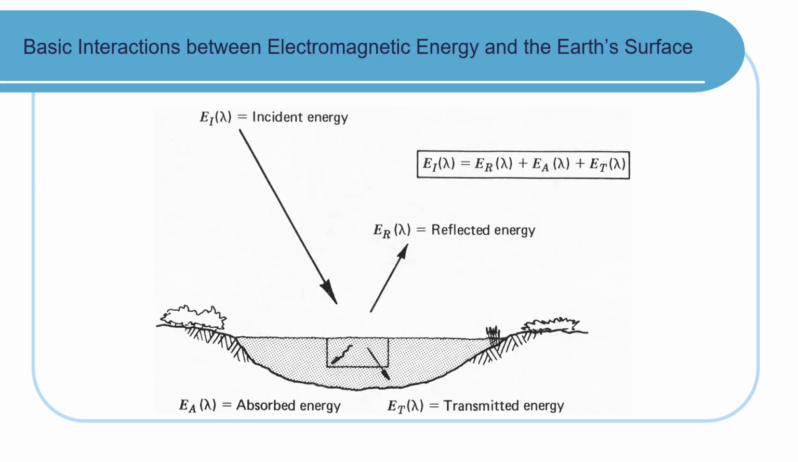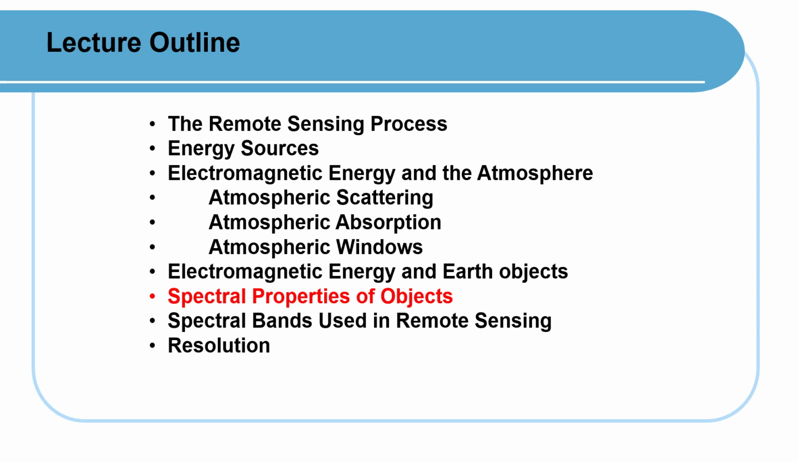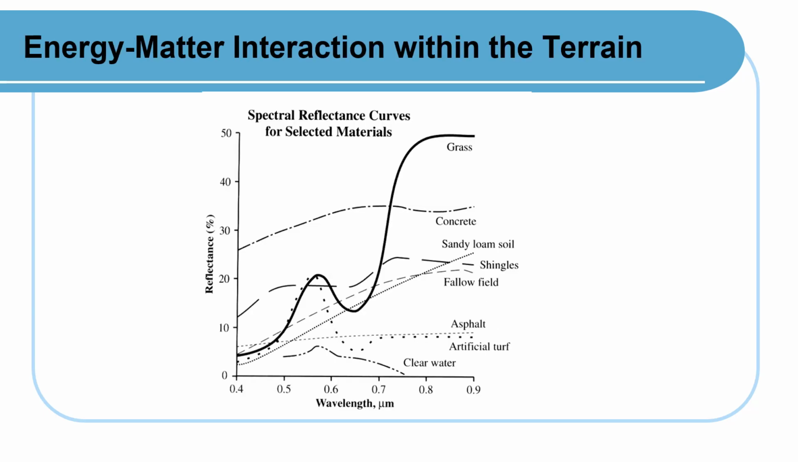Here is an equation showing you the physics, a very generalized schematic of what happens to incident energy. Remember, there are three things that can happen to incident energy. It's either absorbed, reflected, or transmitted. Okay, moving on to spectral properties of objects.